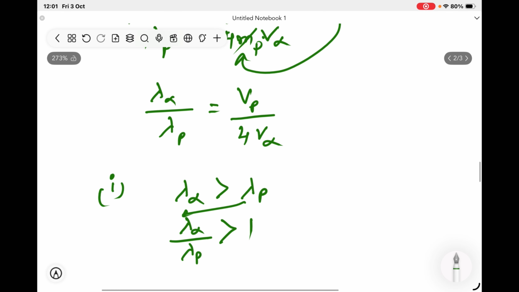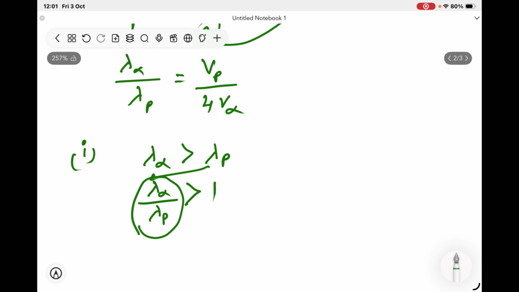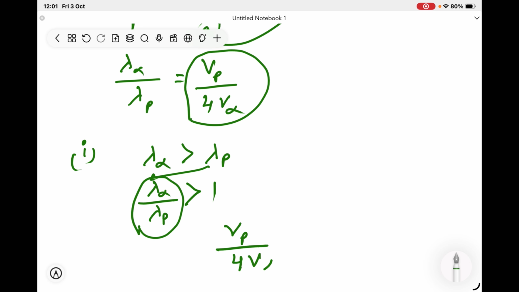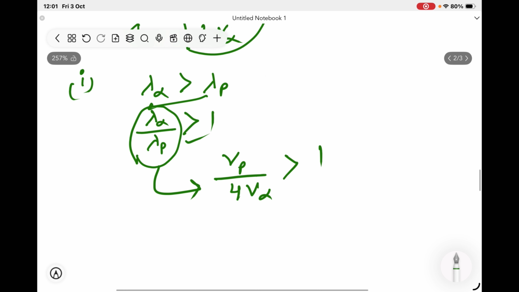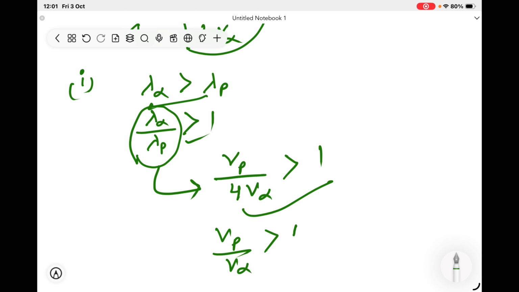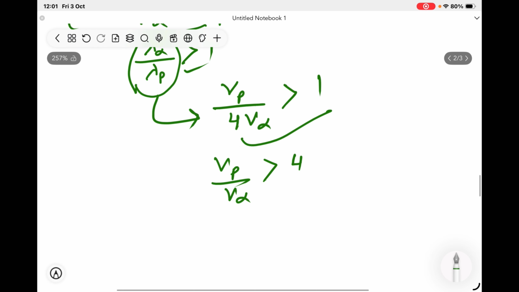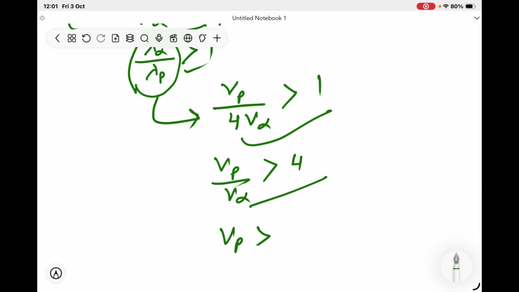So let us put the value of this lambda alpha divided by lambda p. Its value is this, so let us substitute. It is Vp by 4 V alpha. In place of lambda alpha by lambda p, I have substituted this, greater than as it is, 1 as it is. So now you can take Vp divided by V alpha, and the 4 you take there, greater than 4. So 4 has gone that side. So this is the ratio of velocities, or you can write it as Vp greater than 4 times V alpha. So this is the answer.